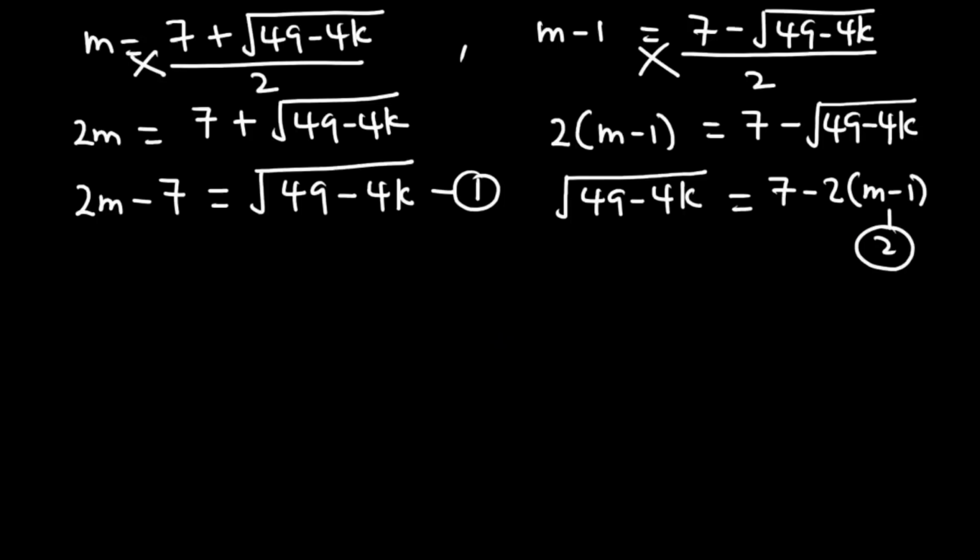Now because we have the square root of 49 minus 4k in equation 1, and the square root of 49 minus 4k in equation 2, we can equate the two equations. So we are going to have 2m minus 7 from equation 1 is equal to 7 minus 2 into bracket m minus 1 from equation 2.